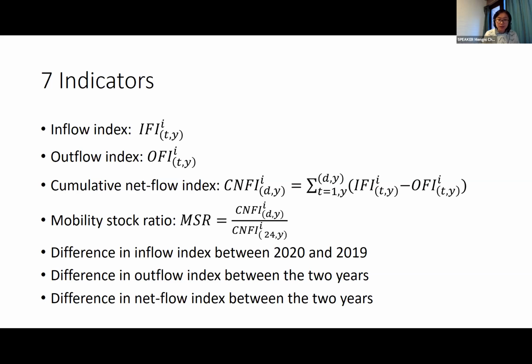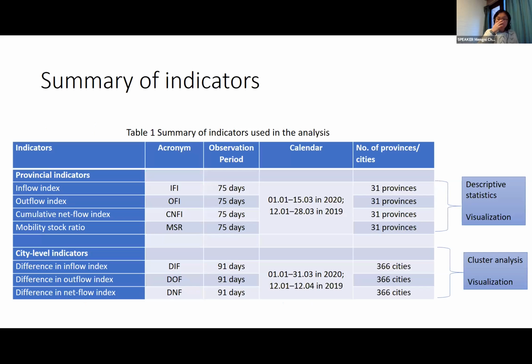And the remaining three indexes are the differences in inflow index, outflow index and net flow index between 2020 and 2019, the 2 years. So this gives you a summary of the indicators we used. The provincial analysis includes four indicators, for which we adopt descriptive statistics and also provide visualization. And for the city level analysis, we covered the last three indicators. We adopted hierarchical cluster analysis and provided visualizations as well.